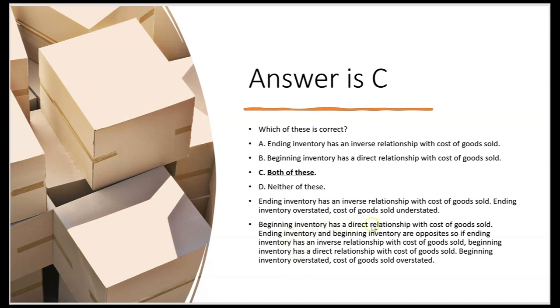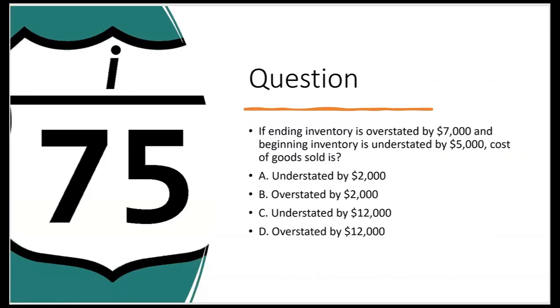Because beginning inventory has a direct relationship with cost of goods sold, ending inventory and beginning inventory are opposites, so if ending inventory has an inverse relationship with cost of goods sold, and we know that it does, then beginning inventory has to have a direct relationship with cost of goods sold. If beginning inventory is overstated, cost of goods sold is going to be overstated also. All right, first we walked, then we walked a little faster, then we ran. Now we're going to do some backflips when it comes to this stuff.